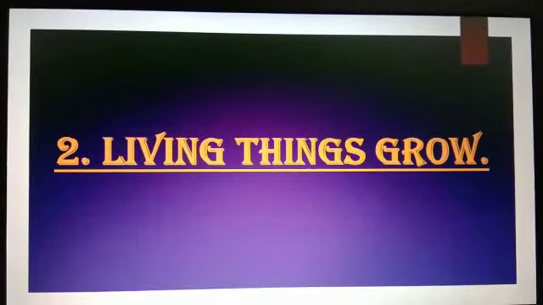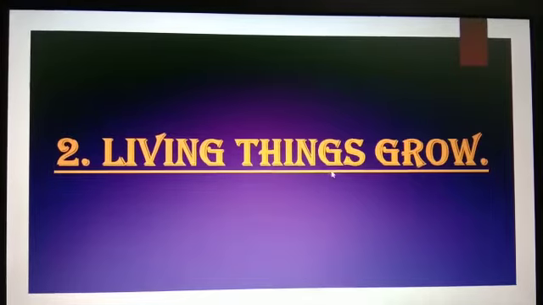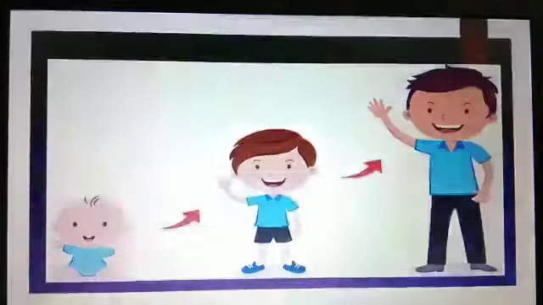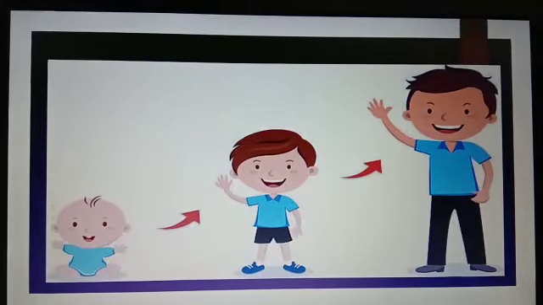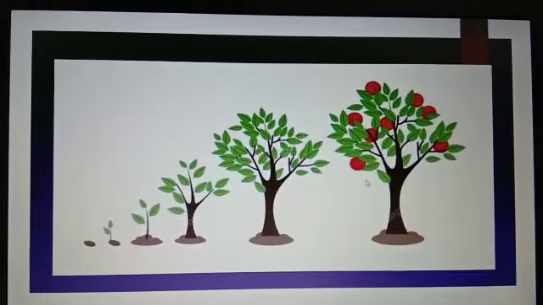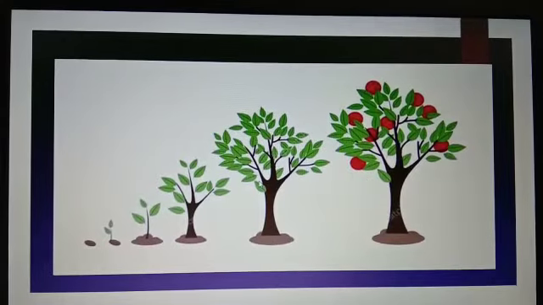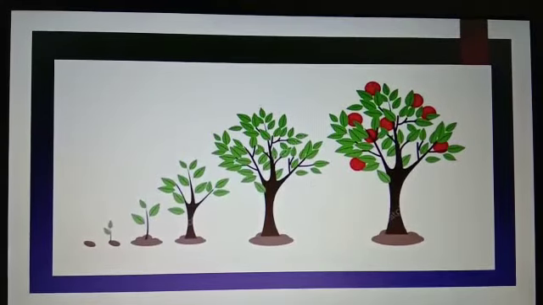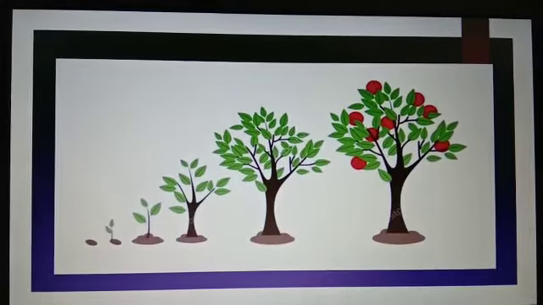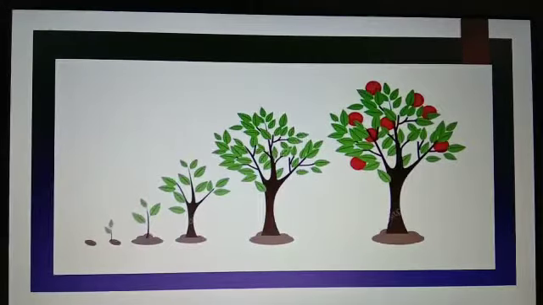So our next characteristic is living things grow. Students, living things grow in size. You can see in this picture that a small baby boy grows up and becomes a man. Next, you can see that a sapling grows and becomes a plant. So in this way, living things grow in size.